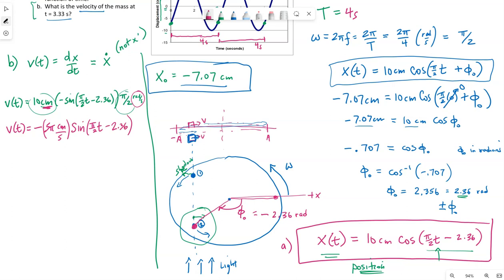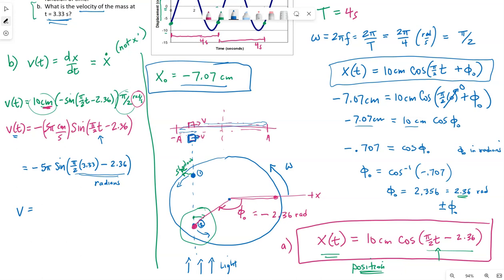So this equation describes the velocity of this mass at any point in time. We can plug in any t we want, and that will allow us to calculate the velocity at that time. So we're putting in a time of 3.33 seconds from the problem. That's what it's asking us about. Now, here, this term in here is in radians. So make sure when you're doing this calculation that your calculator is in radian mode.